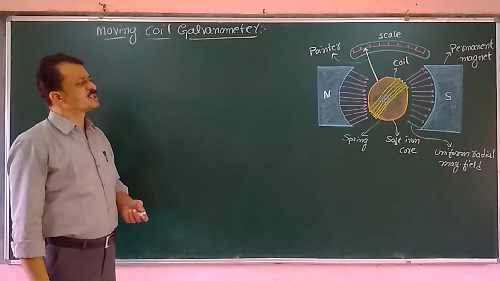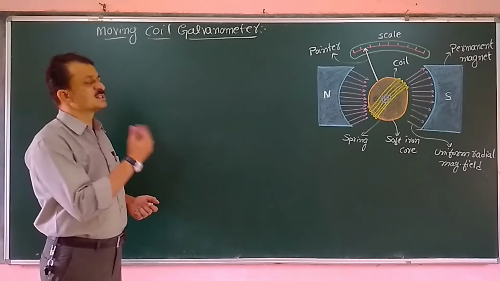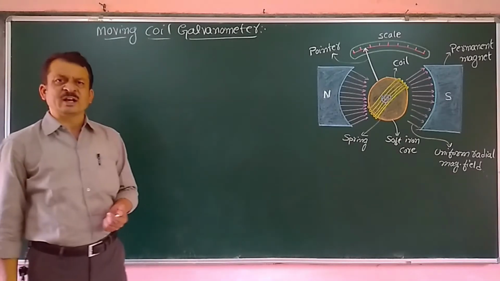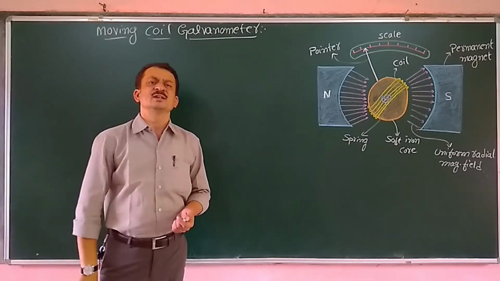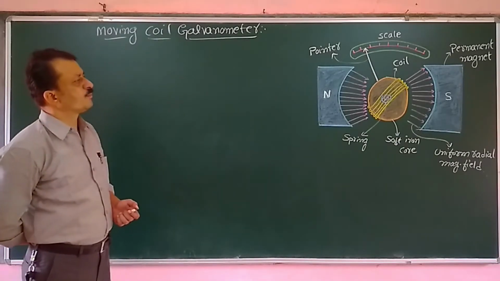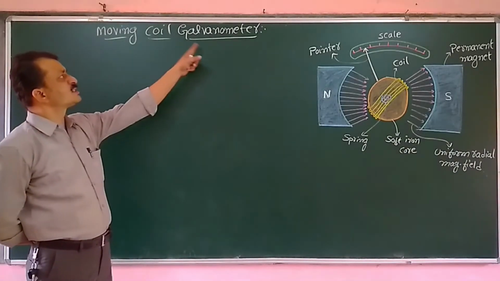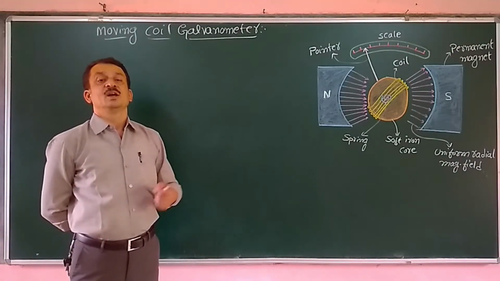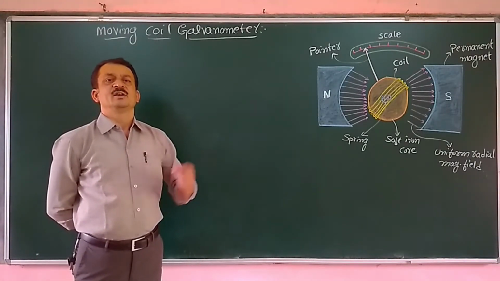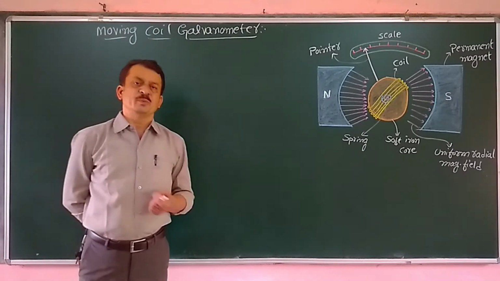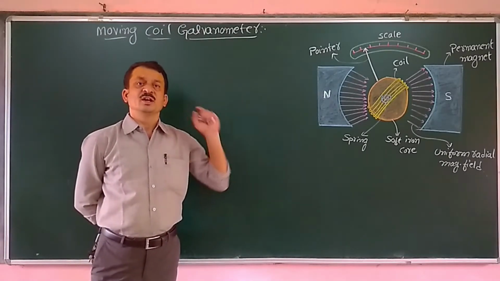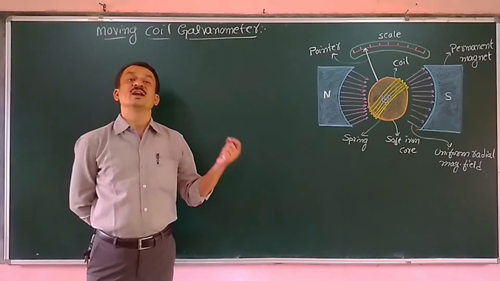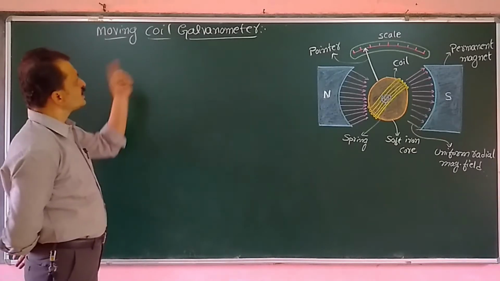Now what is the functioning of this? What does this consist of, what is the principle, and how can we convert the galvanometer into an ammeter and voltmeter? That we are going to study in this chapter. You might have heard this word galvanometer in the third chapter while studying meter bridge, Wheatstone network and potentiometer. There we used a galvanometer and that arm we called the galvanometer arm.